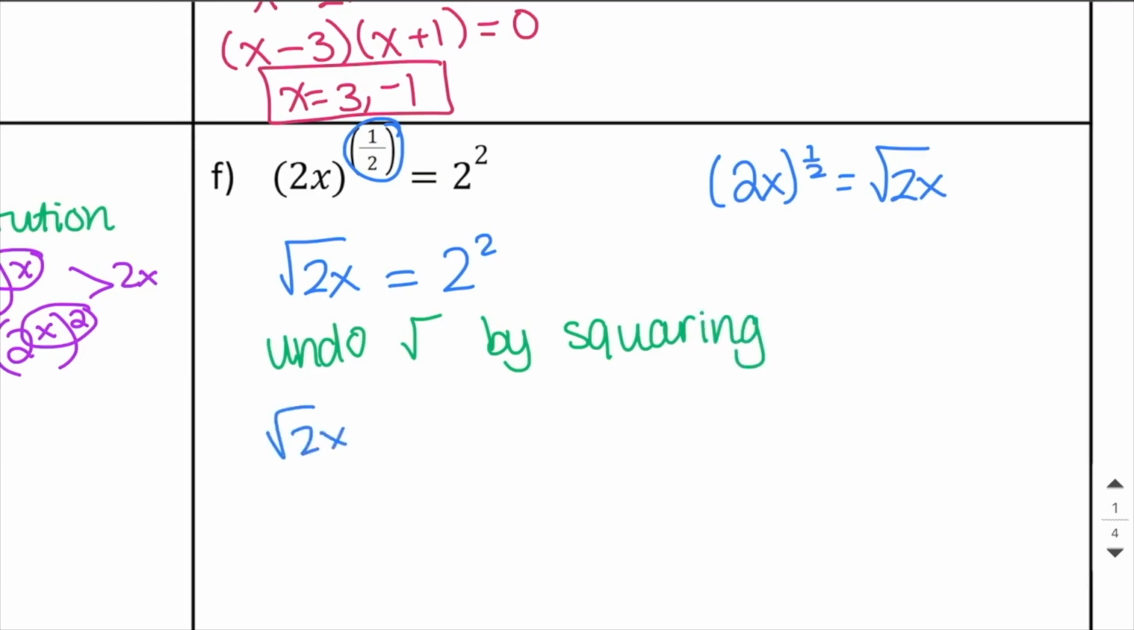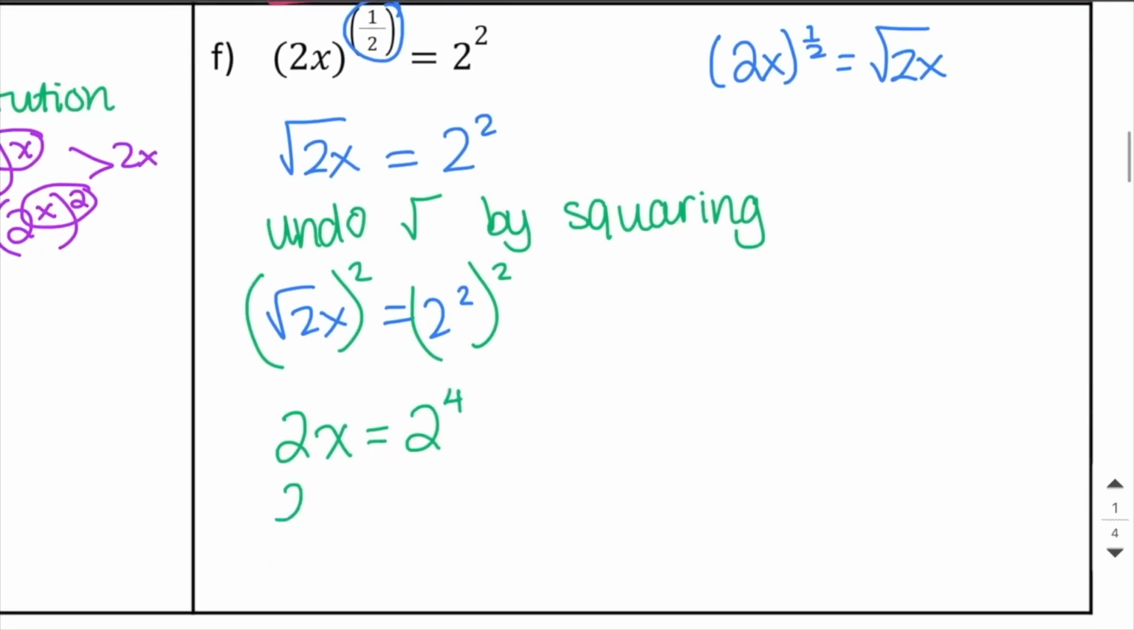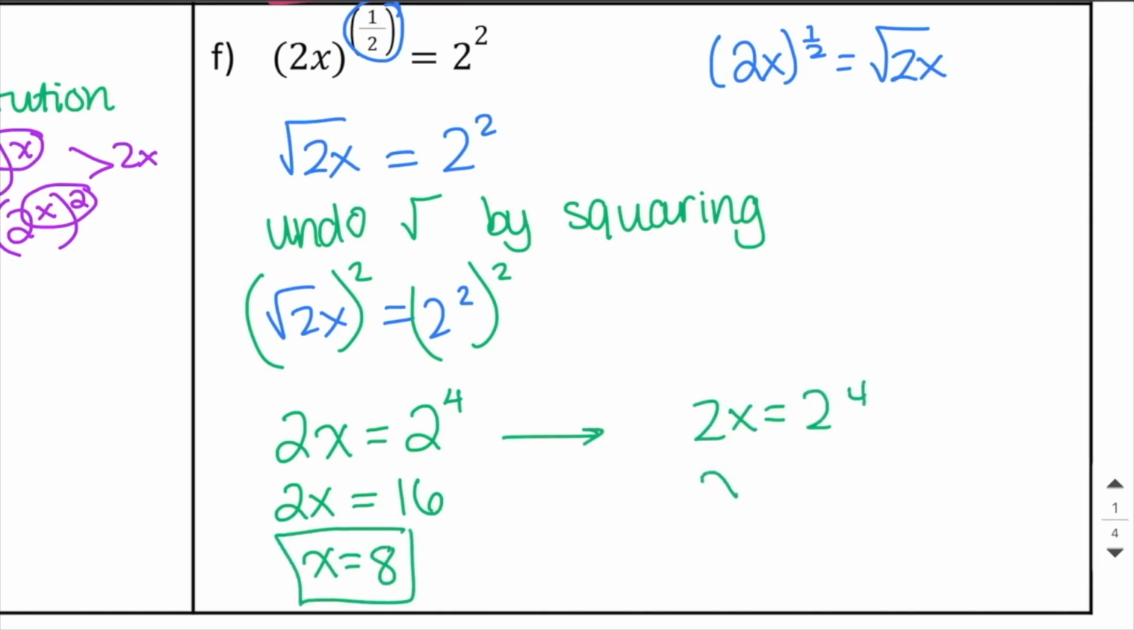So I get root 2x equals 2 squared. I'm going to square both sides. And then I've got 2x is equal to 2 to the power of 4. And then I can just evaluate, right? 2x equals 2 to the power of 4, which is 16. Divide by 2, I get x equals 8. Or another option that I have is to divide by 2, so then I get 2 to the power of 4 over 2. So then x equals 2 to the power of 3, because when you divide, you subtract your exponents, and you still get 8. Okay?